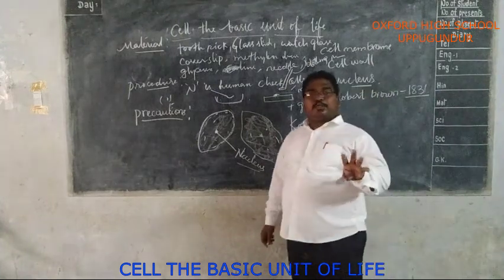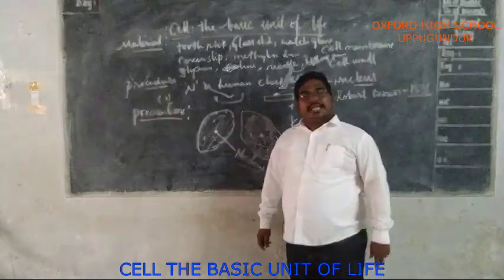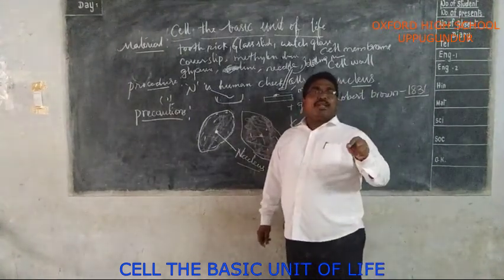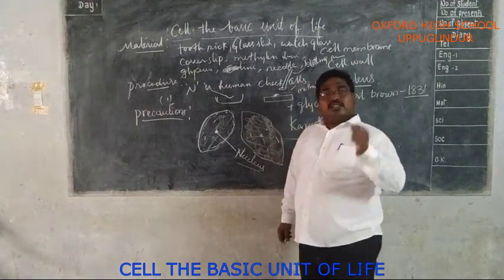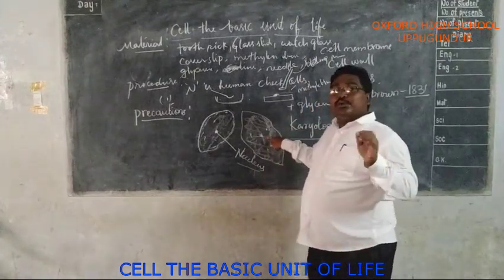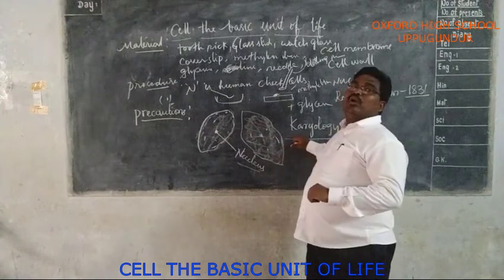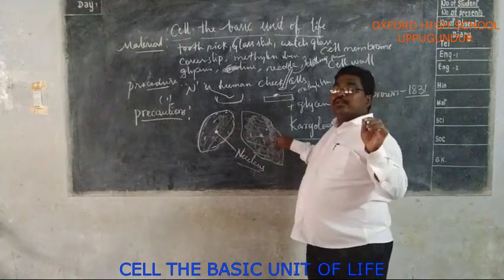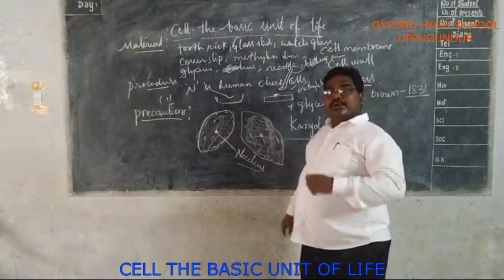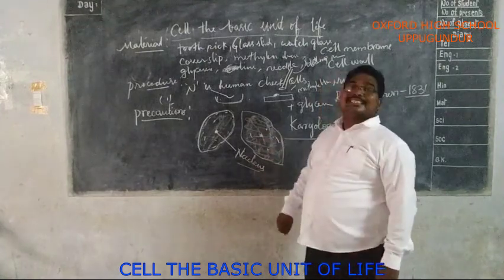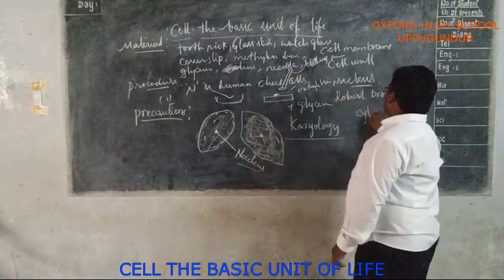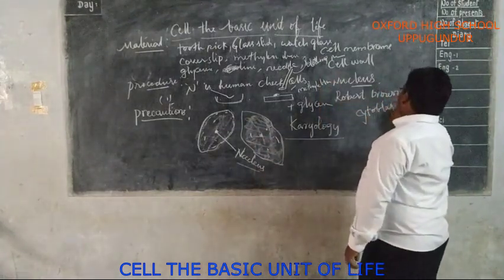Schleiden, one of the proponents of cell theory, which was proposed by Schleiden and Schwann, thought that in those days new cells are formed from the old nucleus. New cells are formed from the nucleus. So he called this nucleus the cytoblast.